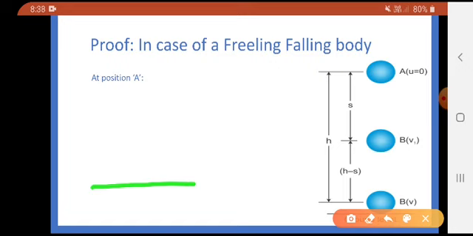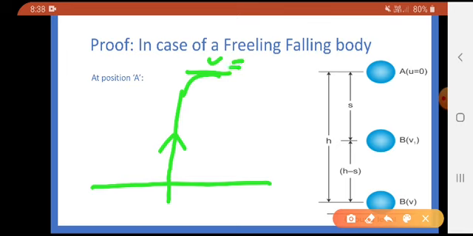For example, this is the ground. You are throwing a body exactly upward, right? After some time, its velocity becomes 0. At this point, its velocity becomes 0. When its velocity becomes 0, it will not go further beyond that particular point. From that point, it comes down.